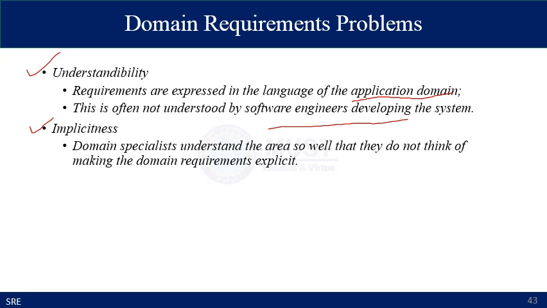Similarly, domain specialists understand the area so well that they do not think of making the domain requirements explicit. So it can be a problem that if you talk to a specialist psychiatrist, they will feel that the terms they are using are easy to understand for a software engineer, but in most cases it may be implied that these are difficult to understand. So there can be some chances of implicitness.